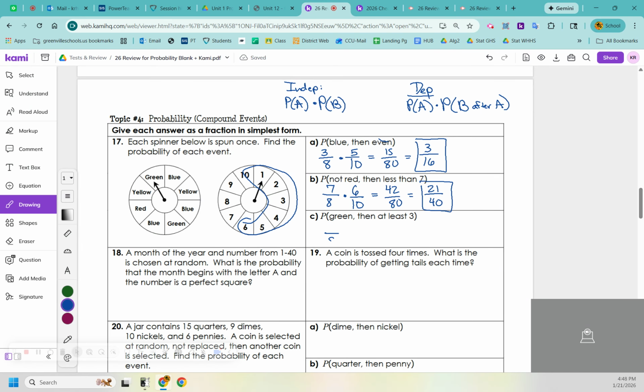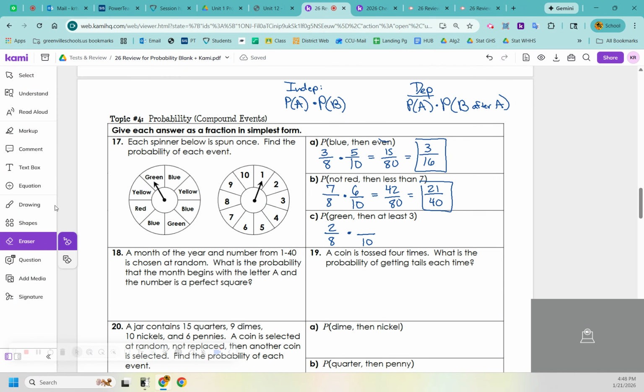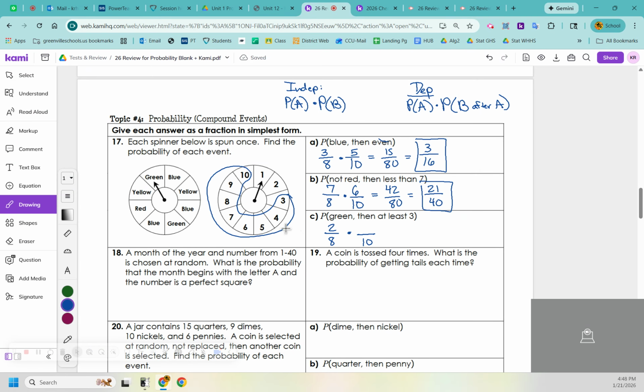Probability it's green, there's 8 options. The green is, there's 2 of them. Times a number at least 3, so 3 or more, at least 3. Not these 2, that means there's 8 left. So it's 16 over 80, which is 2 over 10, 16 go into both of those numbers, 1 over 5.